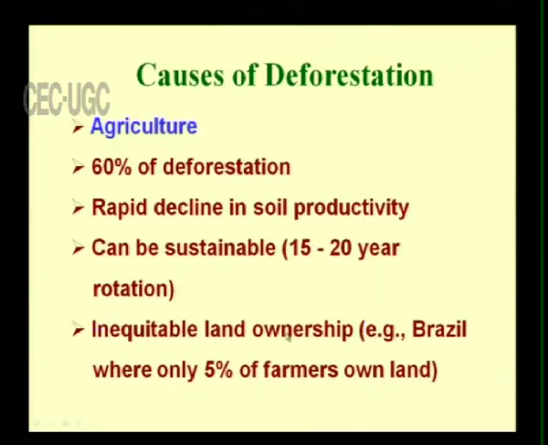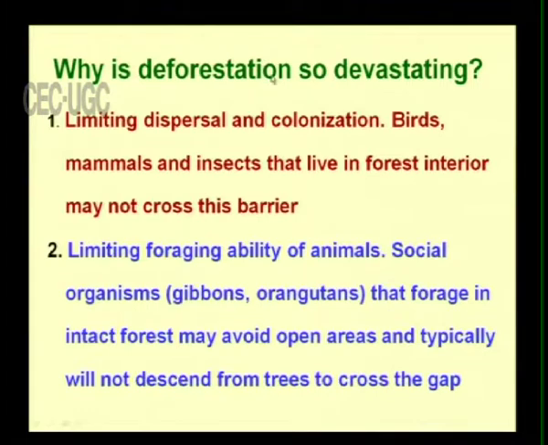And there is inequitable land ownership, that is Brazil, where only 5% of farmers own land, and therefore, as there is an inequity in land ownership, that is also a major cause. And why is this deforestation so devastating?